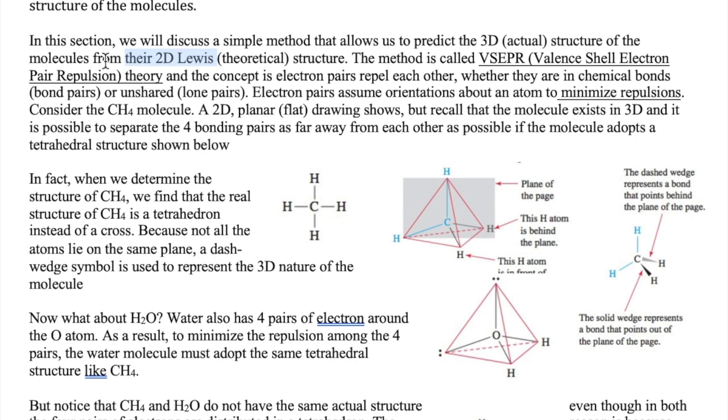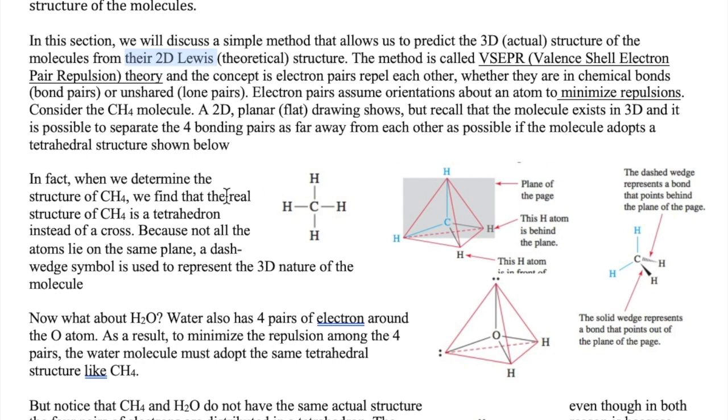The idea is that if you have pairs of electrons, because they're all negatively charged, by electrostatics they're going to repel each other to the maximum distance possible. And so whatever shape you end up getting when the electrons are as far away from each other as possible, that will be the molecular shape of that species.